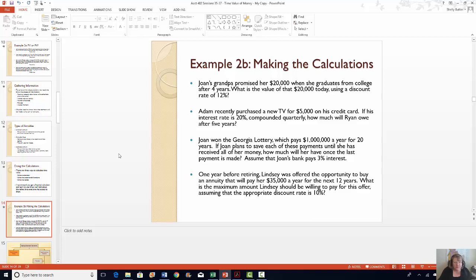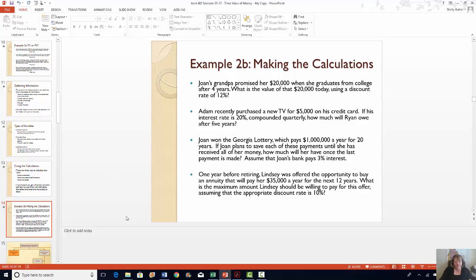So this is a great way to figure out how to do these, and it's really quite interesting. The first example is Joan's grandpa promised her $20,000 when she graduates from college after 4 years. What is the value of that $20,000 today using the discount rate of 12%?